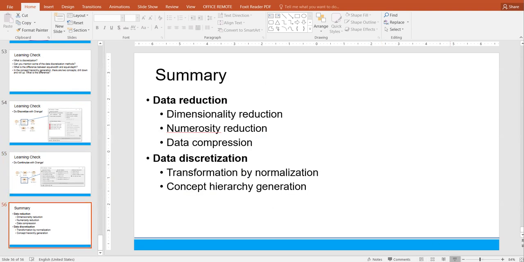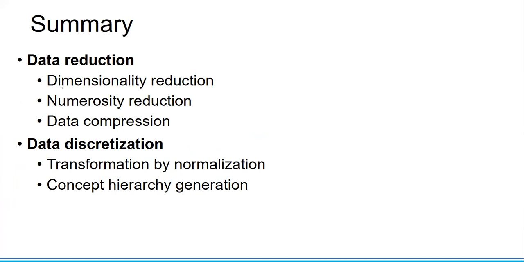So we already learned data reduction: dimensionality reduction, numerosity reduction, and data compression. And we also learned about data discretization. It means we learned about normalization, and we used concept hierarchy generation. I think that's all that I can explain from this.